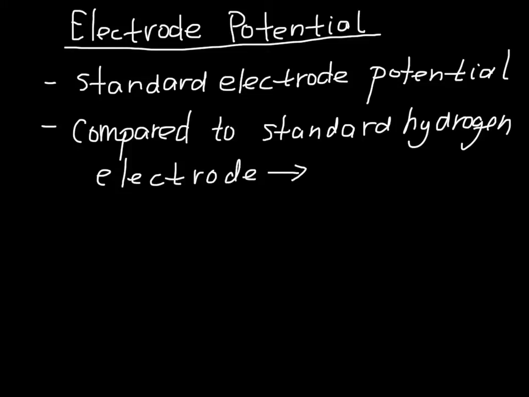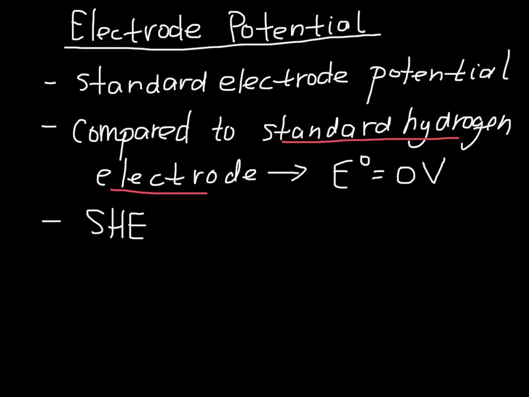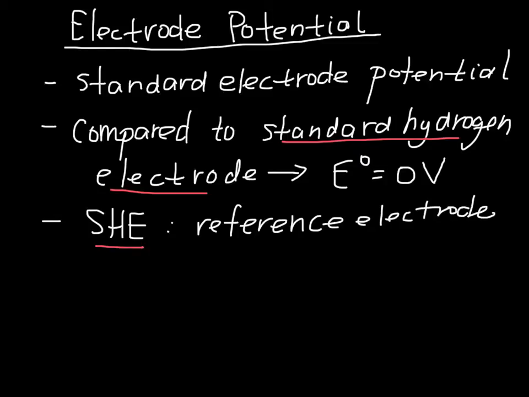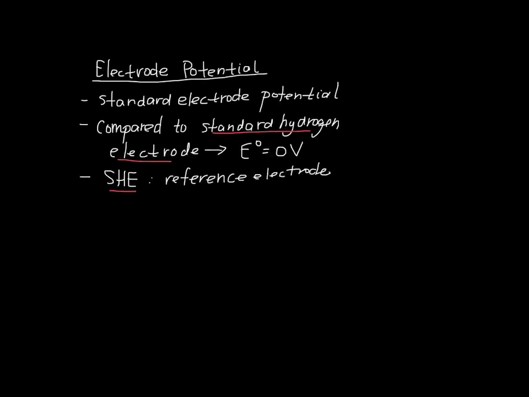And the standard hydrogen electrode has an arbitrarily assigned value of 0 volts. Right? This is like when we talked about enthalpy and we said we just assign the enthalpy to be 0 at 298. So the standard hydrogen electrode, which is what this is, serves as our reference electrode. Right? So let's take a look at what that looks like.